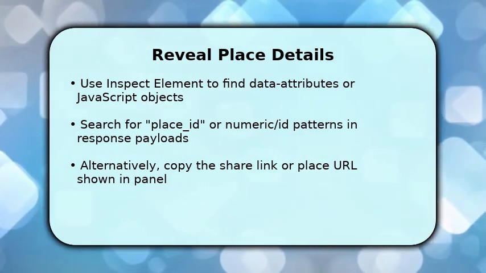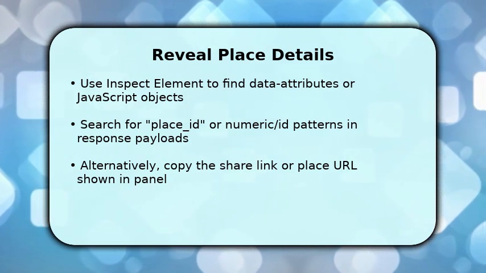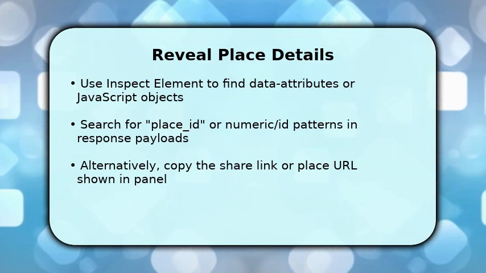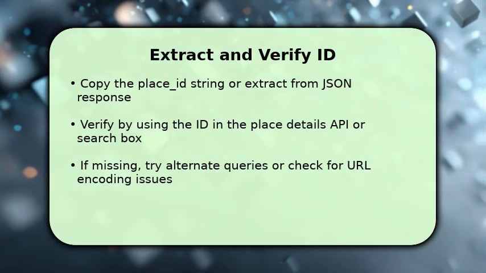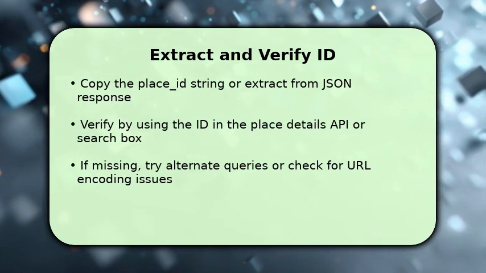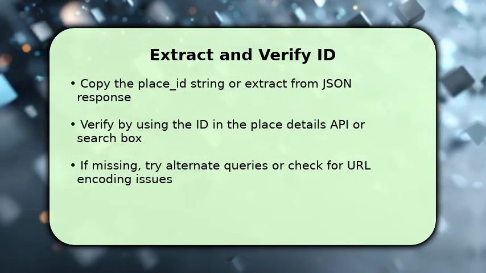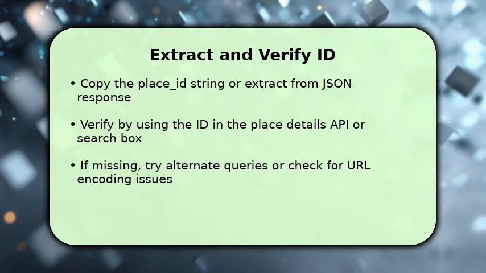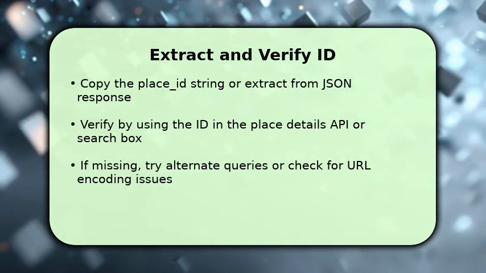That URL often contains it. Now copy the candidate place ID exactly as shown in the JSON or URL. Accuracy matters because even one wrong character breaks lookups. To verify, paste the ID into the provider's place details endpoint or use the map search box that accepts place IDs. A successful match confirms it.